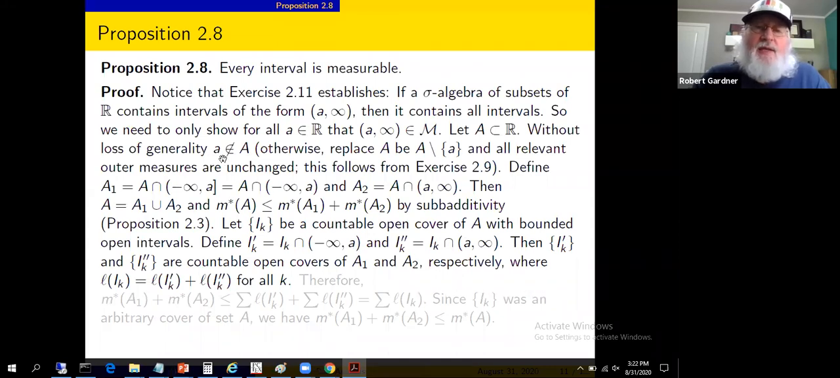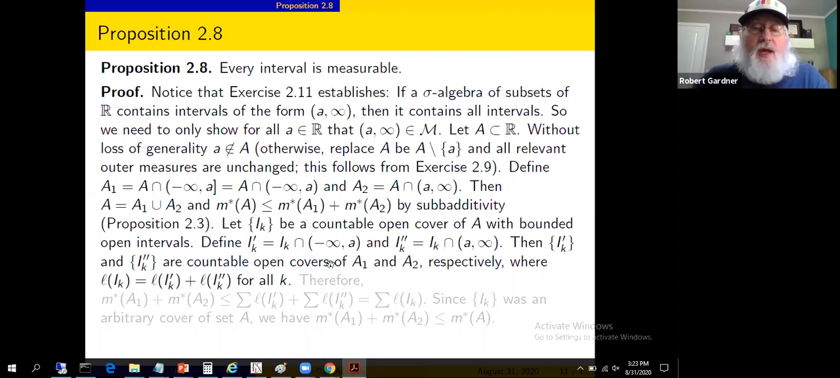Remember, element a is not in set capital A without loss of generality. So we've cut all the intervals in half. Well, guess what? Then the I sub k primes cover A1, and the I sub k double primes cover A2. We took set A, cut it at real number, lowercase a. We did this, then we covered it with open intervals and cut all the open intervals at the same place. And did so in such a way that we produce more open intervals. Right? The a is being excluded, so we get nothing but open intervals because outer measure is defined in terms of covering the set with bounded open intervals.